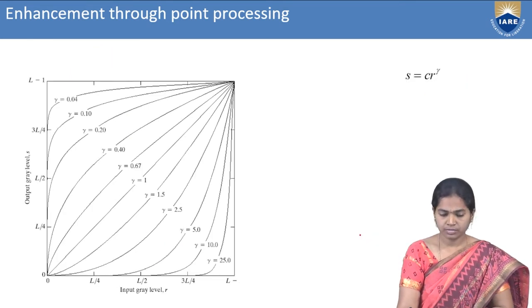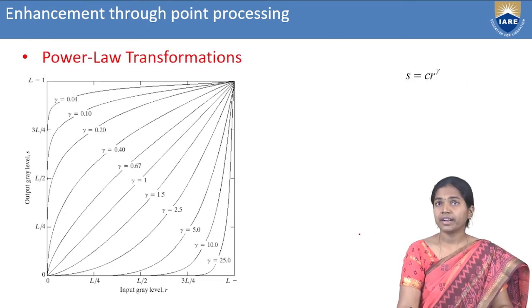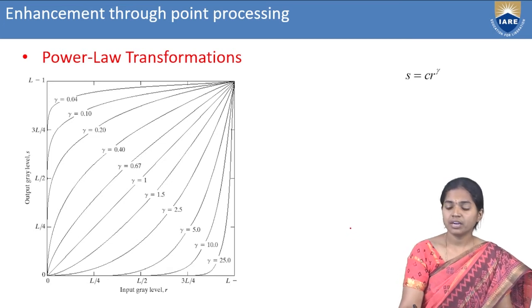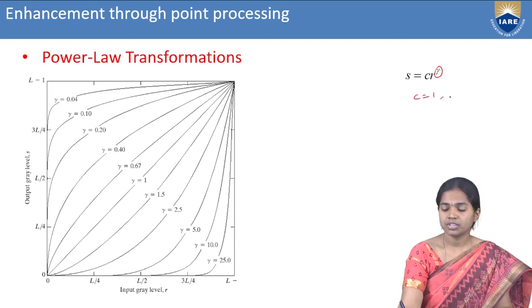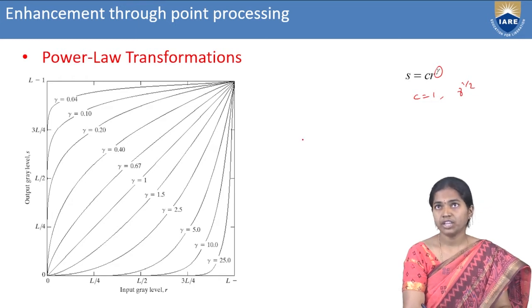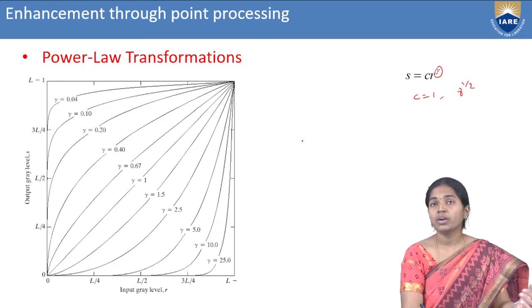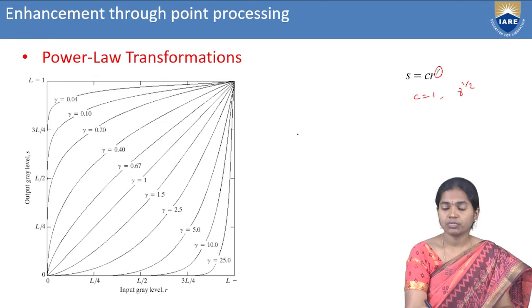And here, power law transformation. In this power law transformation, S equals R power gamma. Here C equals 1, a constant value, and gamma equals 1 by 2. With the use of this power law transformation, we can increase or decrease the contrast level of the image.